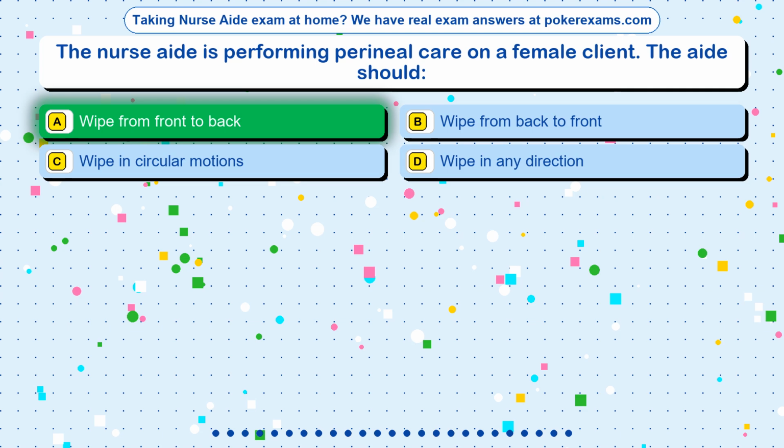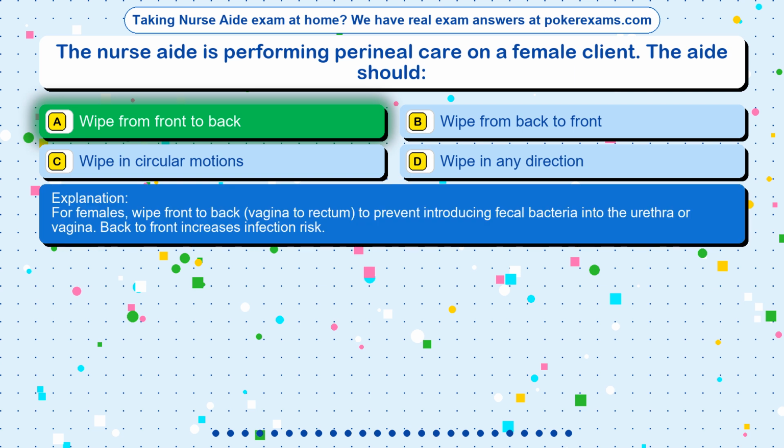The correct answer is option A. Wipe from front to back. For females, wipe front to back, vagina to rectum, to prevent introducing fecal bacteria into the urethra or vagina. Back to front increases infection risk.